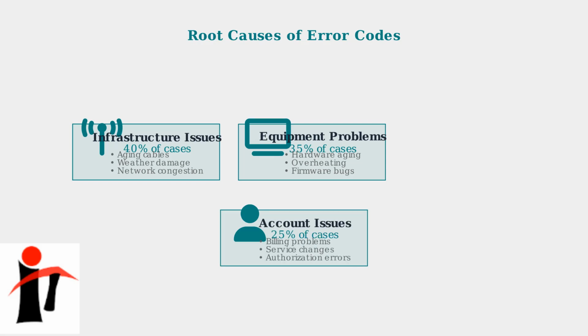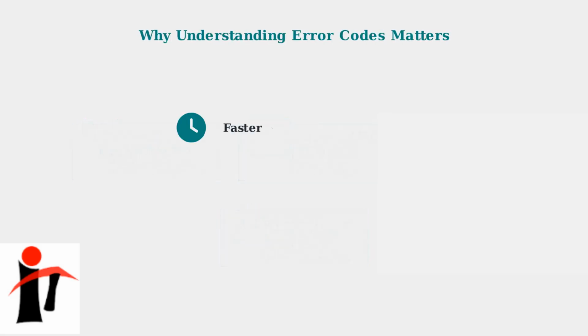Account and service issues represent 25% of error codes. These typically involve billing problems that affect service authorization, package changes that haven't been properly updated, or security flags on customer accounts. Understanding error codes provides several important benefits.